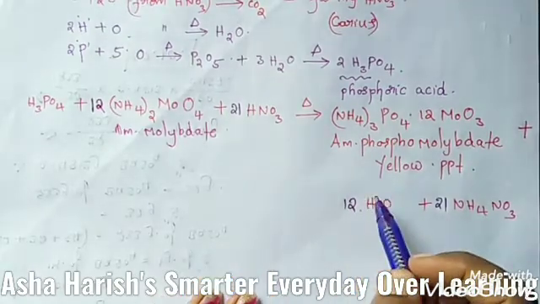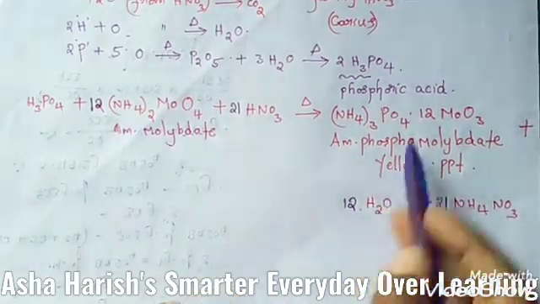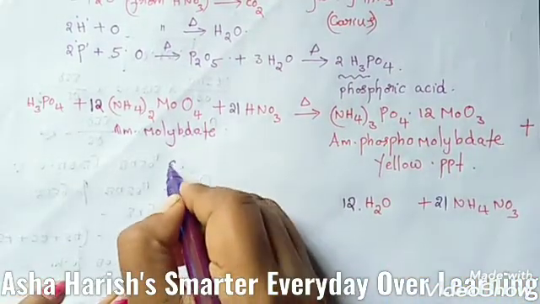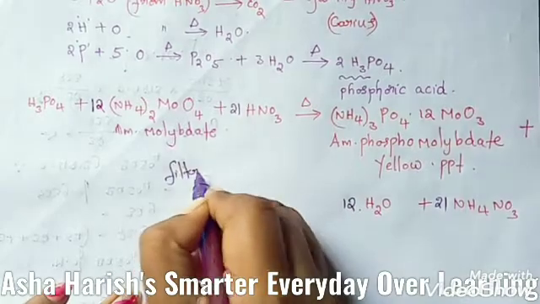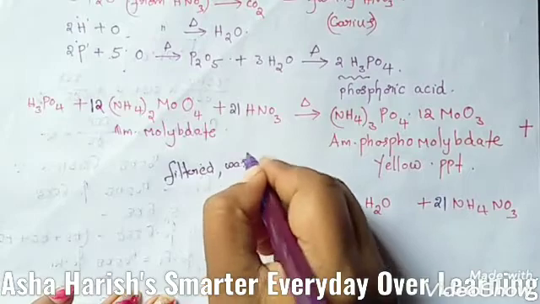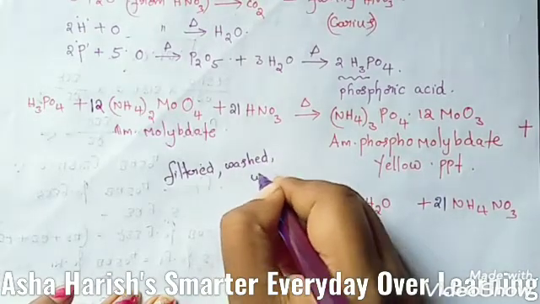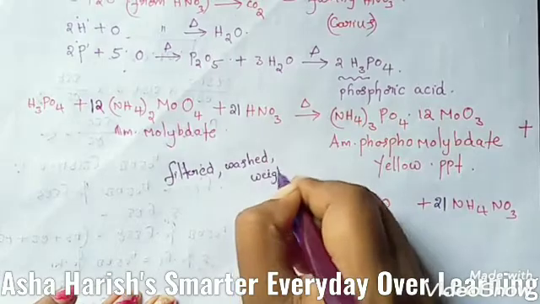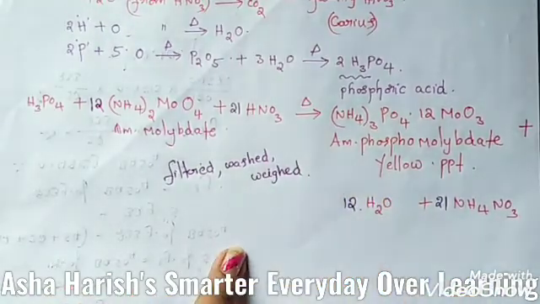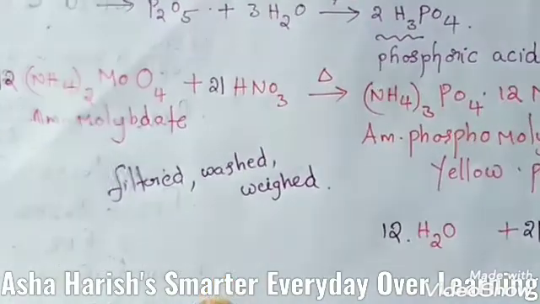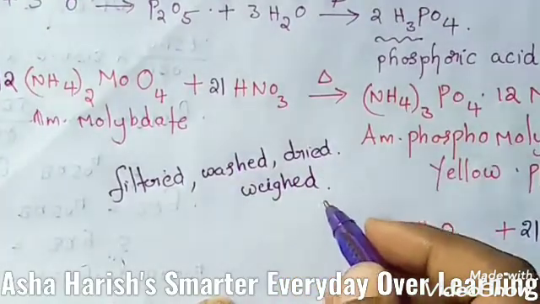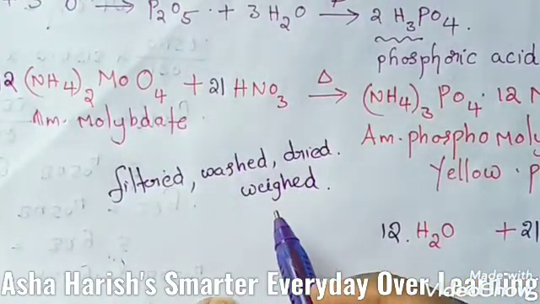Now the precipitate of ammonium phosphomolybdate, this precipitate thus formed is filtered, after that washed and weighed. Before weighing you need to dry it. Okay, filtered, washed, dried and weighed. Alternatively, phosphoric acid is precipitated as magnesium ammonium phosphate.